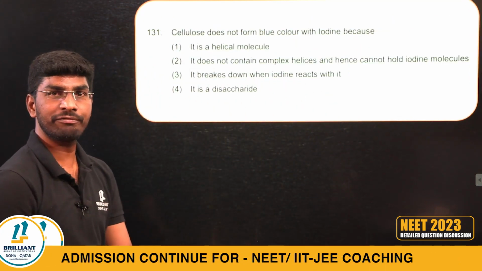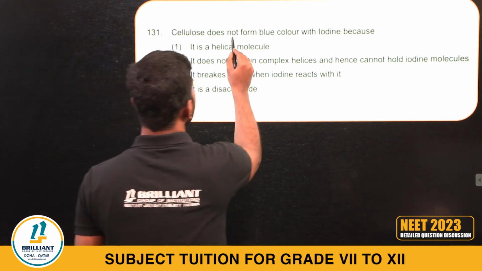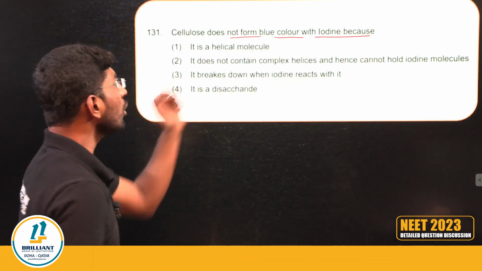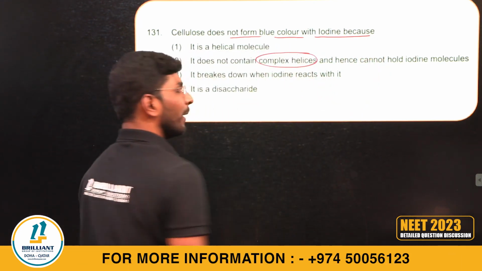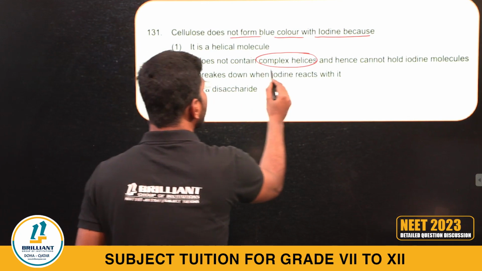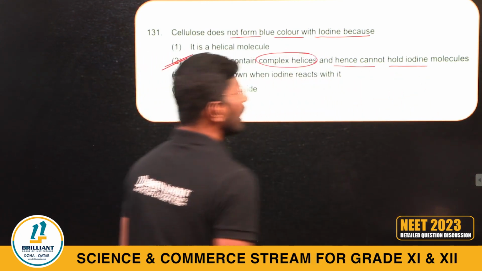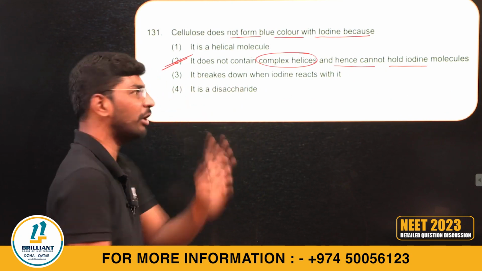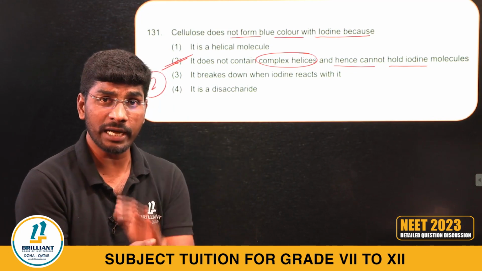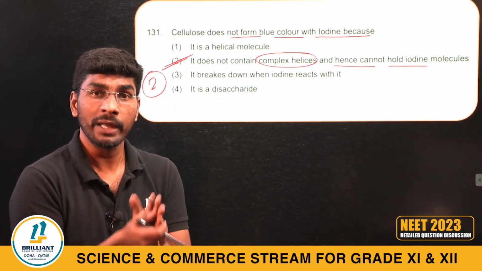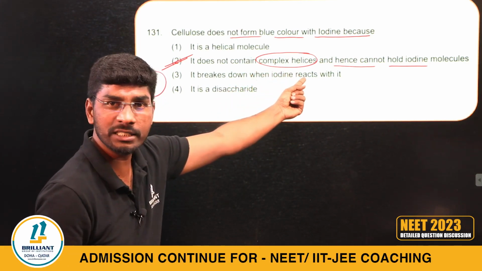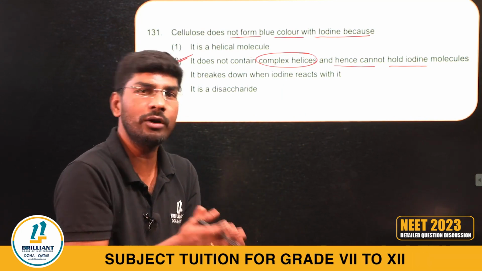Question number 131. Cellulose does not form a blue color with iodine because it does not contain the complex helix. In the iodine test, it does not convert into blue color because it does not contain a complex helix, hence it cannot hold iodine molecules. A simple answer from the biomolecules chapter. I am going with option 2. In the biomolecules chapter, it is clearly given that cellulose is a polysaccharide. Cellulose does not contain the complex helix structure.